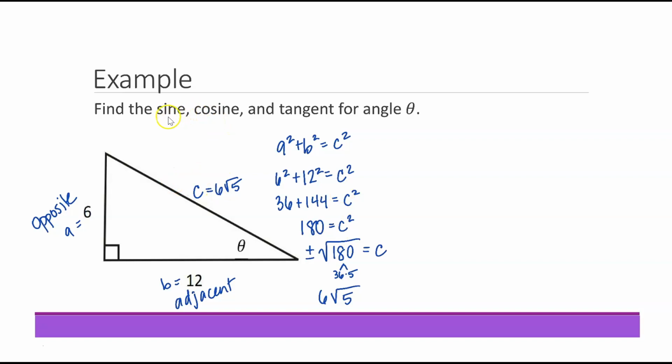Alright, so now to find sine, cosine, and tangent for the angle theta, we have all of our side lengths, right?